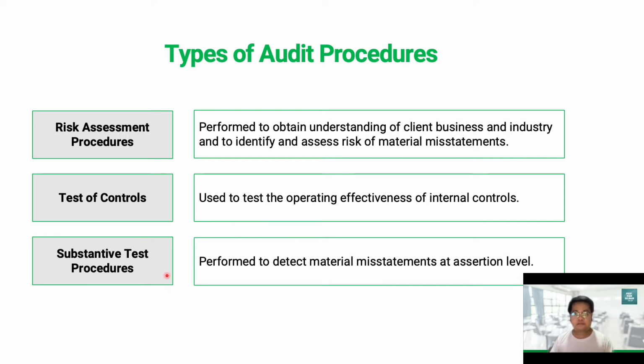Then another type of further audit procedure is substantive test procedures. We perform substantive test procedures to detect material misstatements at the assertion level. In the course of performing these audit procedures, we obtain the audit evidence. That will be the basis of our audit opinion, particularly in substantive test procedures, to determine whether the financial statements are really free from material misstatements.